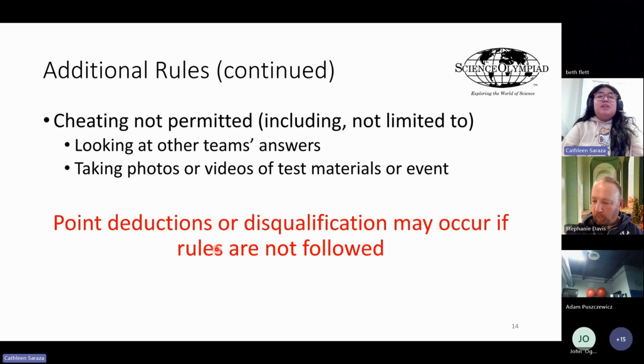Cheating is also not permitted at all, and some scenarios could be if they look at other teams' answers or if there are photos or videos taken of test materials or the event room. That will not fly with this event. So if any of these rules are violated, it could lead to point deductions or disqualification because we just want to make sure everything's fair for everyone. So please just relay this to your students just so there are no issues once we all get into the event room.